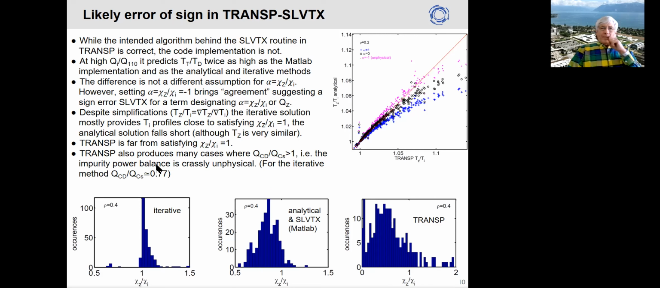And another problem with the TRANSP implementation is that the heat loss from the impurities to the background species is often more than 100% of the available. So that power balance is crassly unphysical. In the iterative method, that ratio is close to 0.77.